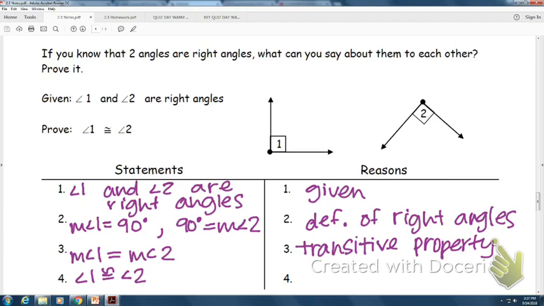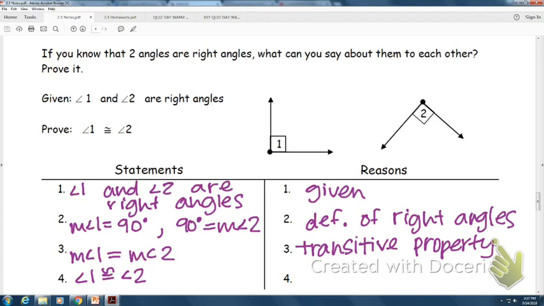What did you say, Miranda? I didn't. But you told me that they were congruent. Why? I'm not sure. If the measure of angle 1 equals the measure of angle 2, based off that, how did we say that they're congruent? Because the measures are equal to each other. That's all, okay? Congruent means same, so they're equal to each other.